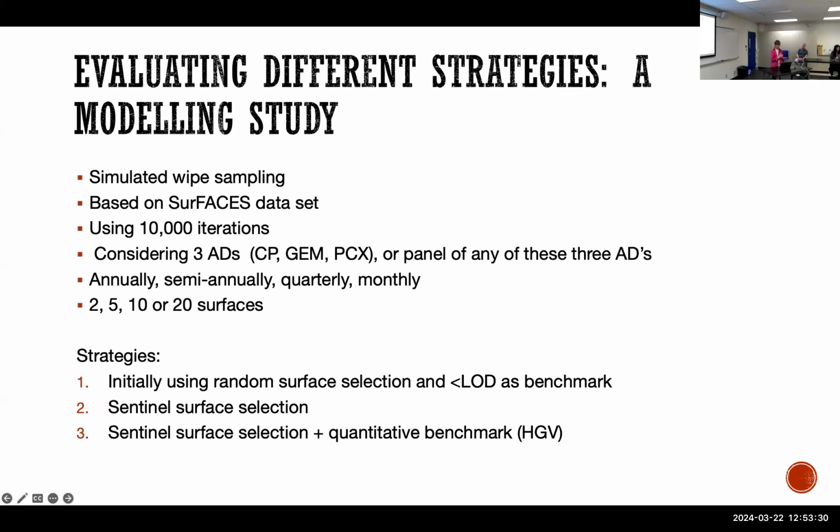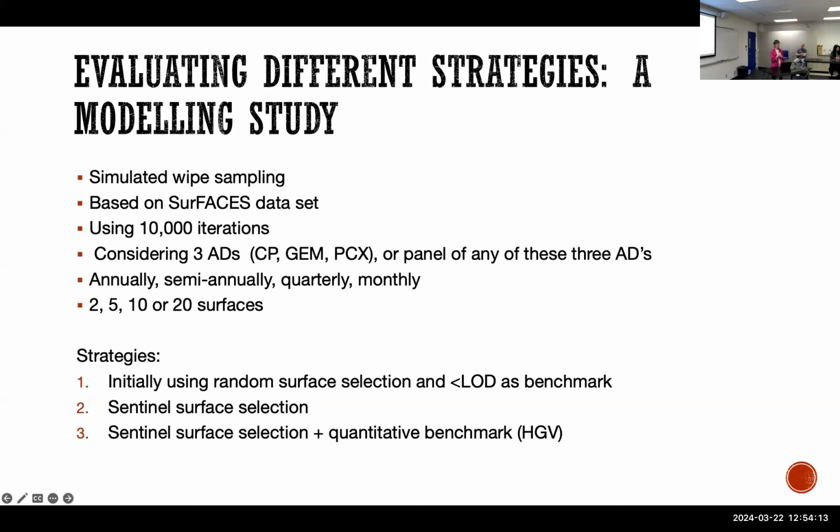So we conducted a simulated wipe sampling based on our surface wipe data set, which you mentioned earlier, using 10,000 iterations and considering 3 antineoplastic drugs. Specifically, we included cyclophosphamide, gemcitabine, and paclitaxel. And we looked at whether we would detect each individual drug as well as any of the 3. So any of the 3 is how we defined our panel. And I just mentioned here, why did we use these 3 drugs? Well, because these were the 3 in our study, as Hugh just mentioned, that had a sufficient number of positives for us to work with in our modeling study.